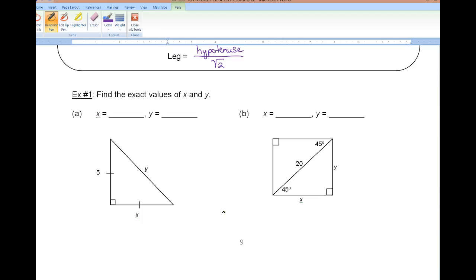So that's why you'll see that it does look like a long homework assignment, but what I'm trying to show you is that these are shortcuts. If you have a 45, 45, 90 degree triangle, and you know one side, it doesn't matter if it's the leg or the hypotenuse, you can figure out the other 2 sides by knowing this shortcut, that the hypotenuse is square root of 2 times the leg.